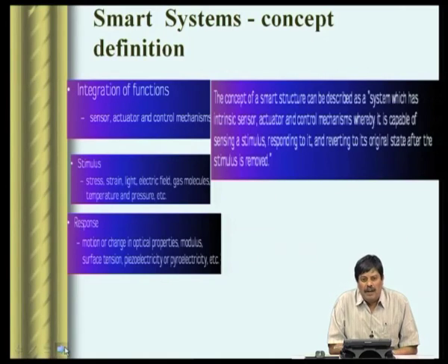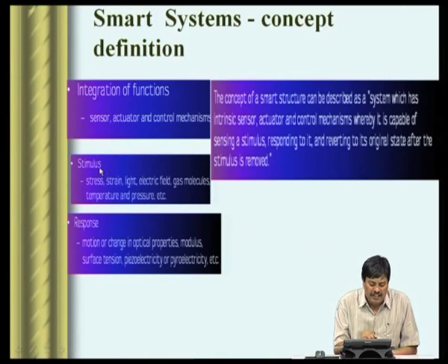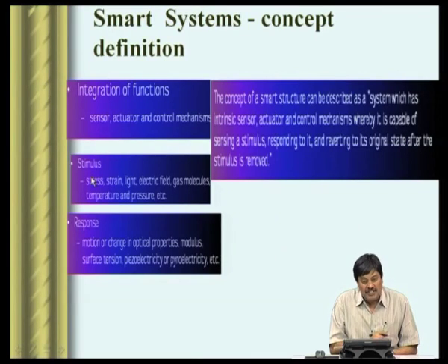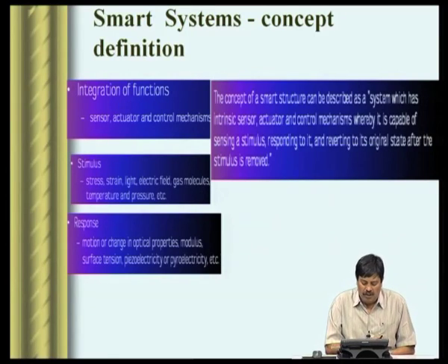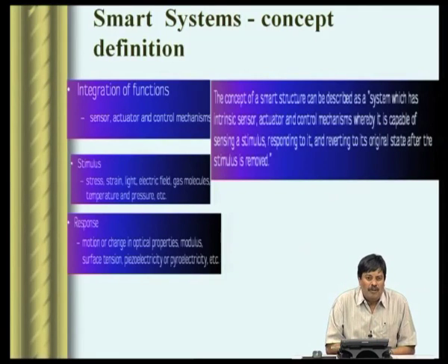In order for the system to be smart, it requires an external stimulus, and this external stimulus could be a strain, light, an electric field, a magnetic field, a temperature, or a pressure, whatever it may be. When this stimulus is given to the structure or system, it has to respond in the manner we desire in order to make it smart. The response could be a motion or a change, maybe a change in optical properties or modulus. You may want to change the surface tension, the pyroelectricity property, or whatever it may be about the structure.